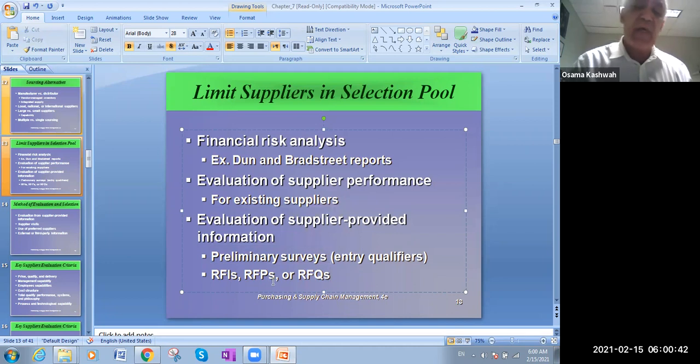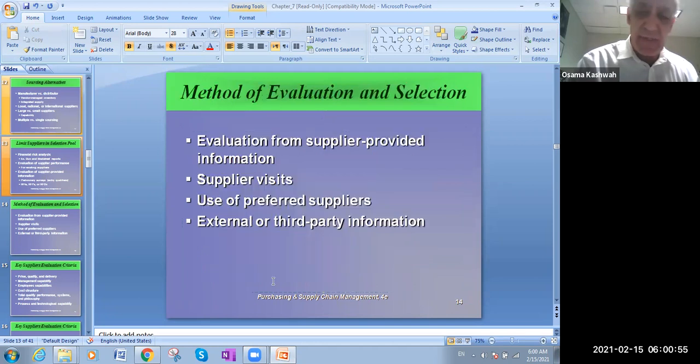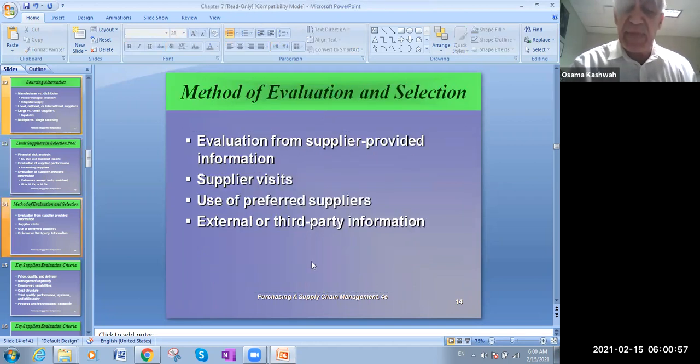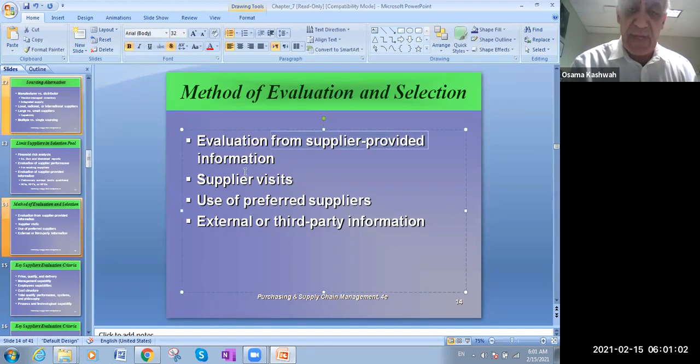So you will rank them and keep screening them until you build a pool for yourself for your selection, and from this pool you will see about 5 or 6 suppliers only. And this is another point: the methods of evaluating from supplier-provided information. Supplier visits, you will get from them methods of evaluation also. Use of preferred suppliers, okay, external or third party information.